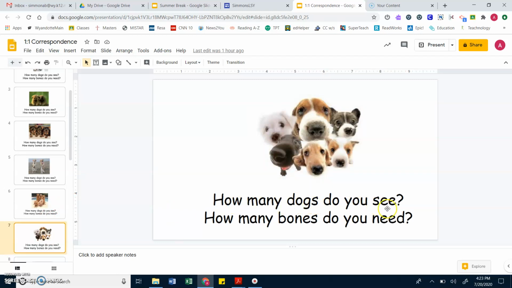How many dogs do you see? How many bones do you need? Let's count the dogs. One, two, three, four, five, six. I counted six dogs. So how many bones will we need? One, two, three, four, five, six. We will need six bones.